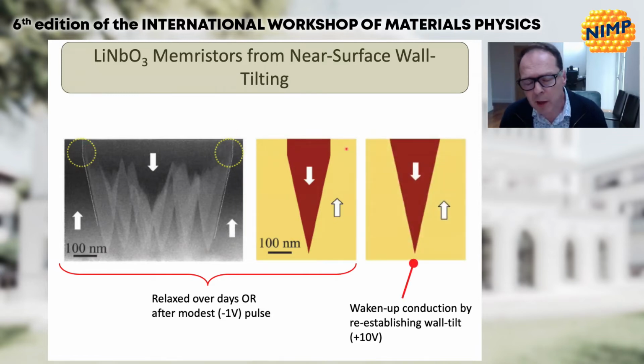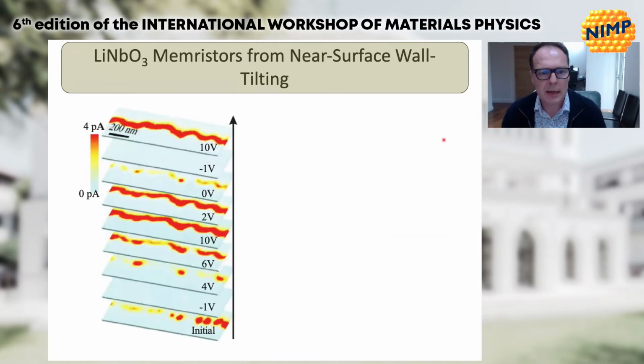And equally, if you find a way to restore that angle of inclination of the domain wall up to the top surface, you can waken up the conduction state. Okay. And that, I think the guys in Nebraska have shown rather beautifully. So you take an initial conducting domain wall between source and drain. These are the currents measured. You apply -1 volt. This kind of shuts it down.